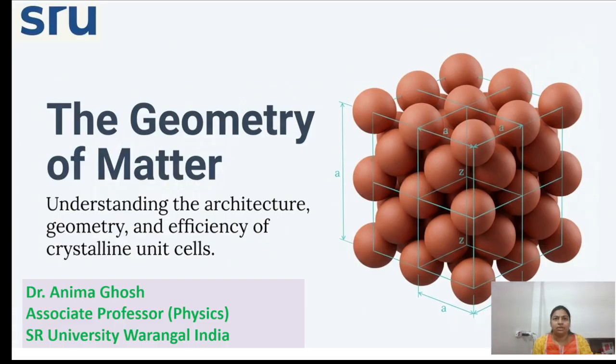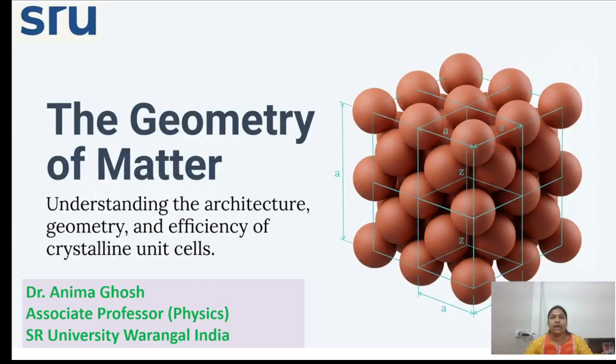Today we are going to discuss one of the important concepts of crystallography, known as packing factor, or more specifically, the atomic packing factor. So we know that in solid materials atoms are arranged in a regular repeating pattern called a crystal lattice.